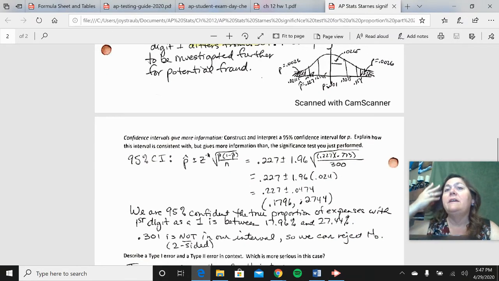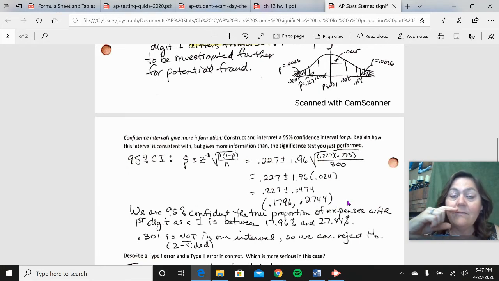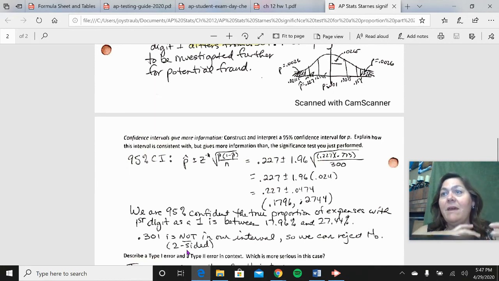Okay, let's take a look at the CI. There's my work for it. If you plugged in your values, you can check the work. This should be our CI. When we look at this, I don't see 0.301 in it. So since 0.301, 30.1%, is not in this interval, we're going to reject H0. I can do this because it's two-sided. We always need to state that. I can make that decision because it's two-sided.